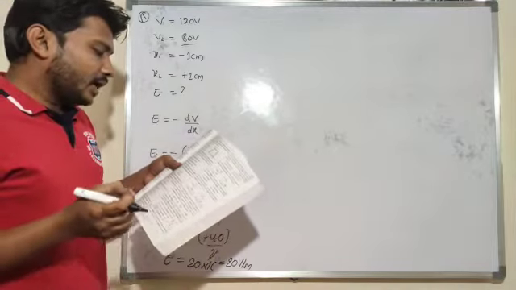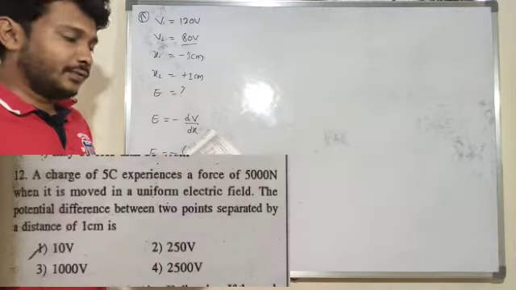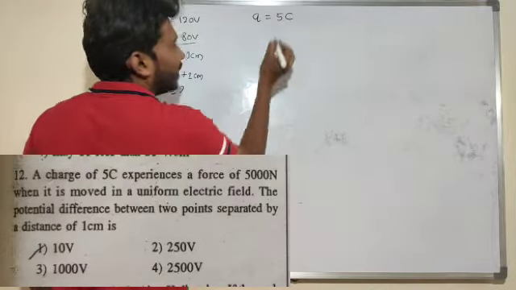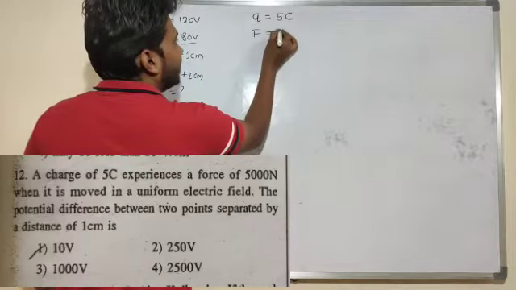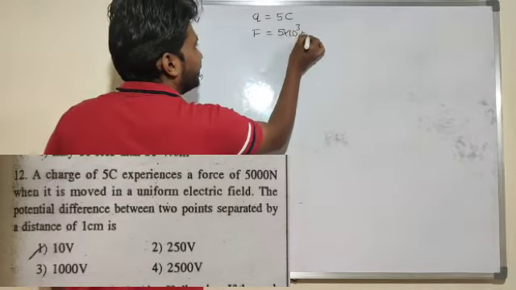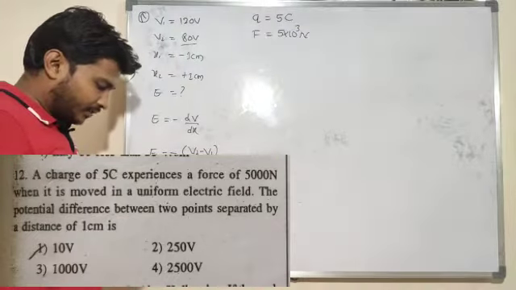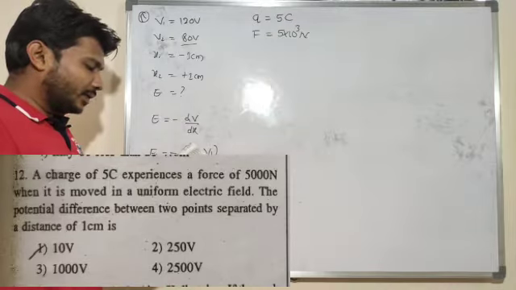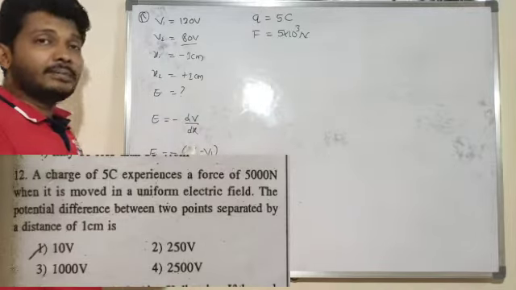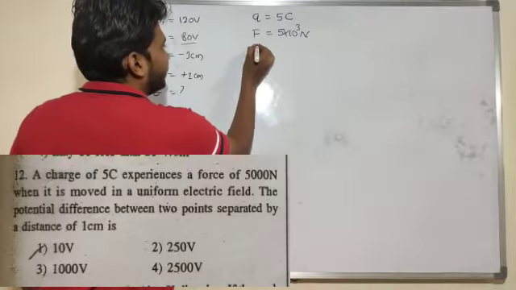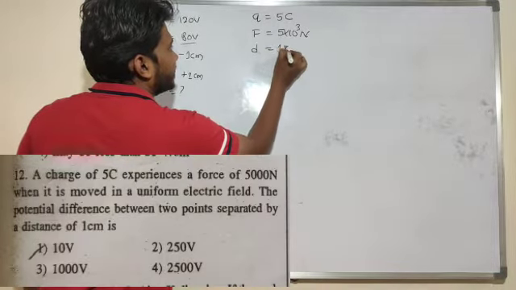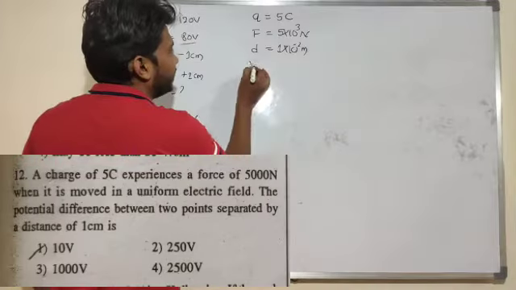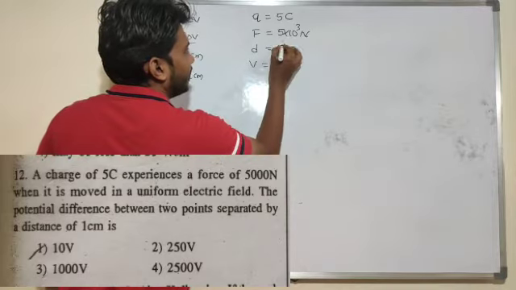Next one: a charge of 5 coulomb experiences a force of 5000 Newton here. What is the magnitude of the charge? The charge of 5 coulomb experiences a force of 5000, that is 5 into 10 to the power of 3 Newton, when it is moved in a uniform electric field. The potential difference between two points separated by a distance of 1 centimeter. So the distance is 1 centimeter, and I need to find the potential difference, or V value.